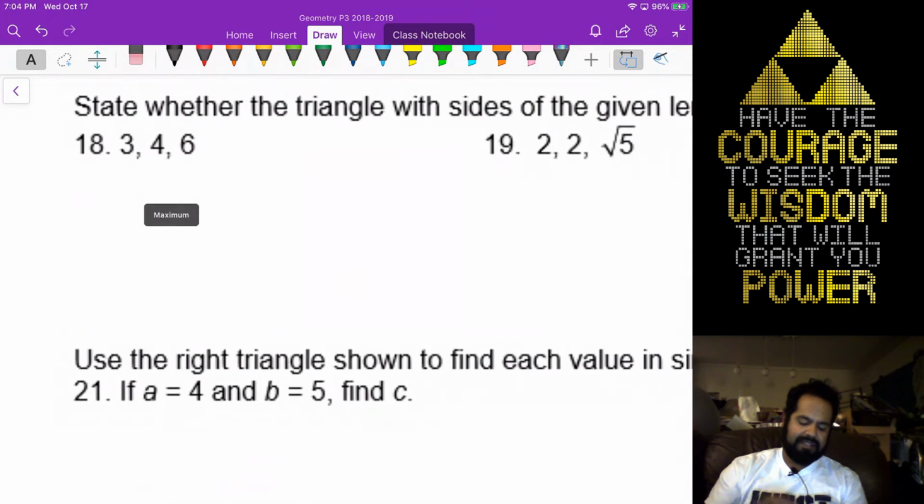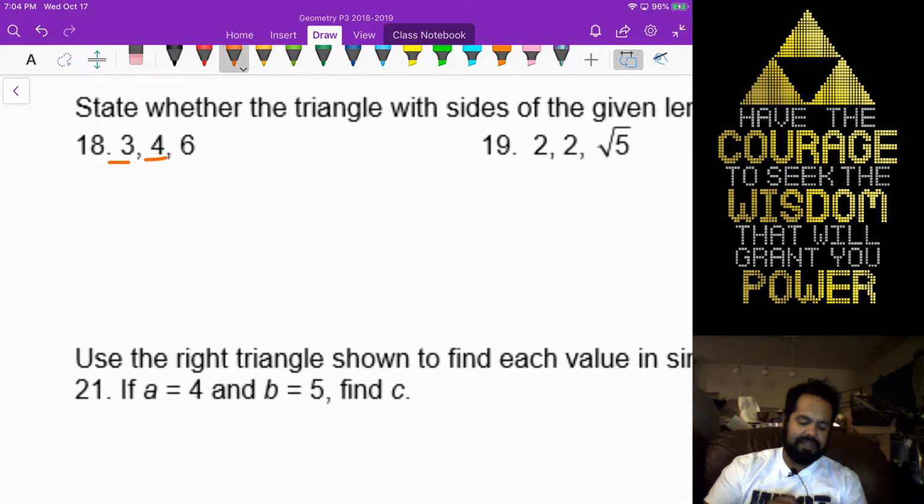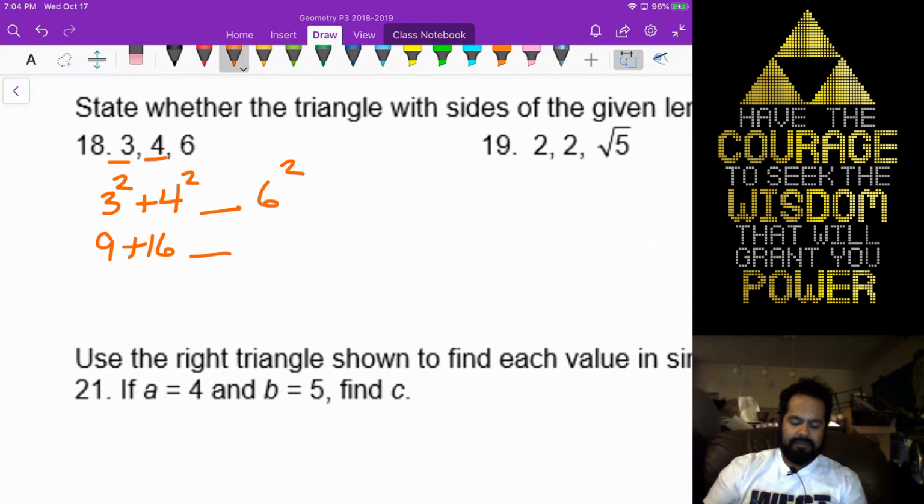All right. Two shortest sides, 3 and 4. 3 squared plus 4 squared. I'm comparing that to 6 squared. So I've got 9 plus 16 and 36. I don't think 25 equals 36. Pretty sure that it's less than 36. So that means this triangle is obtuse.